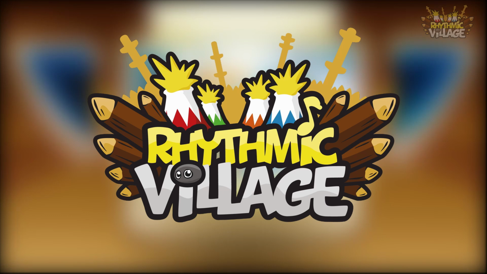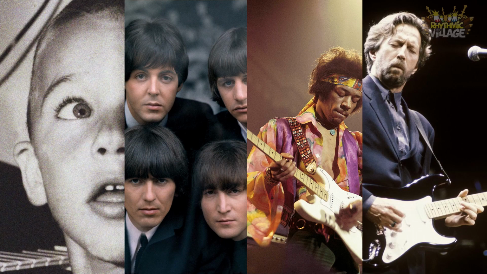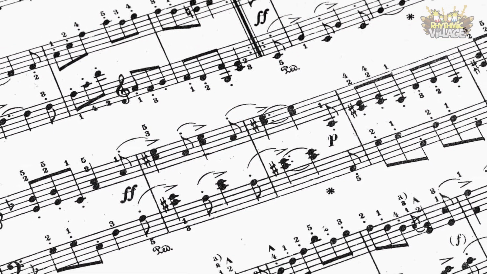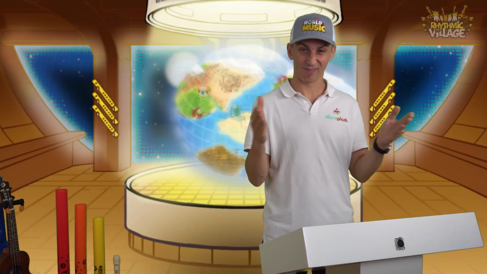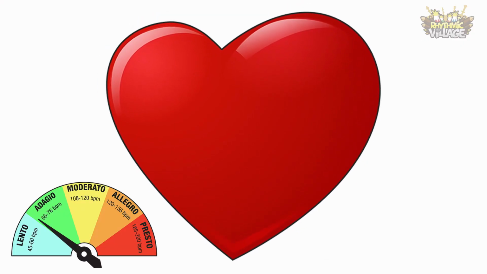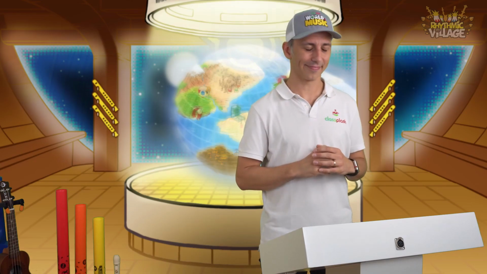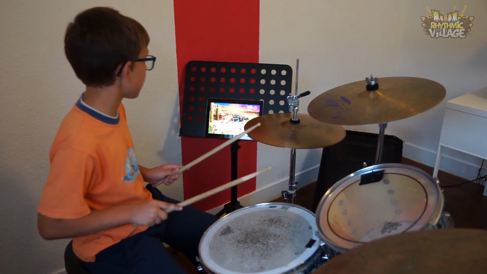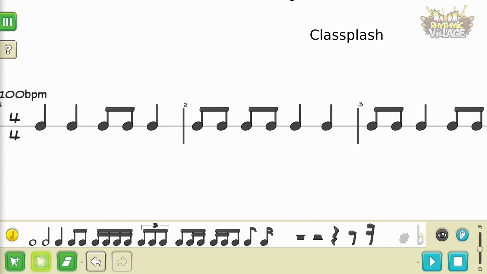Rhythmic Village. Not only children, but also the Beatles, Jimi Hendrix and Eric Clapton had a hard time reading music. Sheet music is not only abstract, it's difficult to understand because it's about pitch and note value at the same time. As human beings, we have a deep connection to rhythm. Just think about the heartbeat of our mother. So rhythm is a must-have. If you want to make music with kids, using percussion instruments is super cool. This here, not so cool and complex.